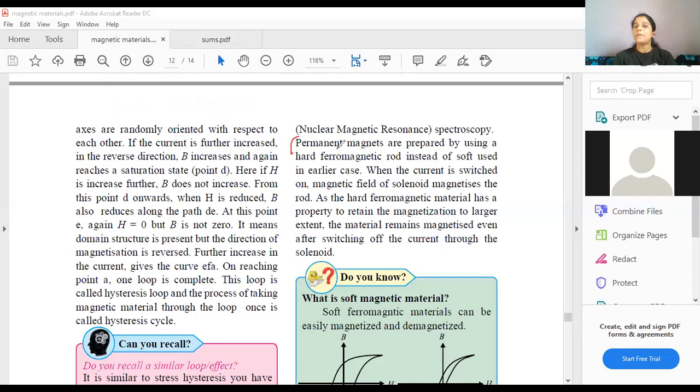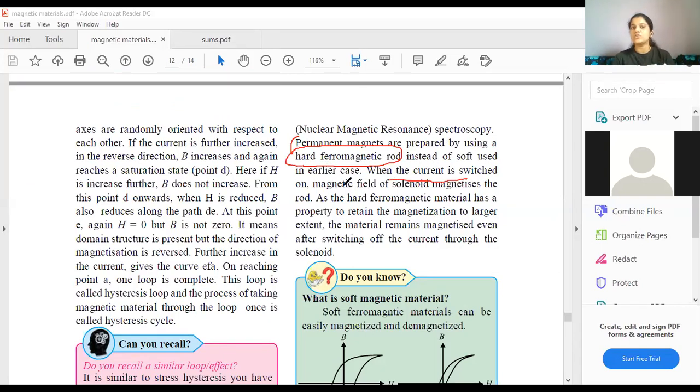Okay, so permanent magnets are prepared by using a hard ferromagnetic rod. There are two types of iron, right? Soft iron and hard iron. Soft iron is used as an electromagnet and hard iron is used as a permanent magnet. Okay, fine. Here also, inducing magnetization, the mechanism or the procedure is the same.